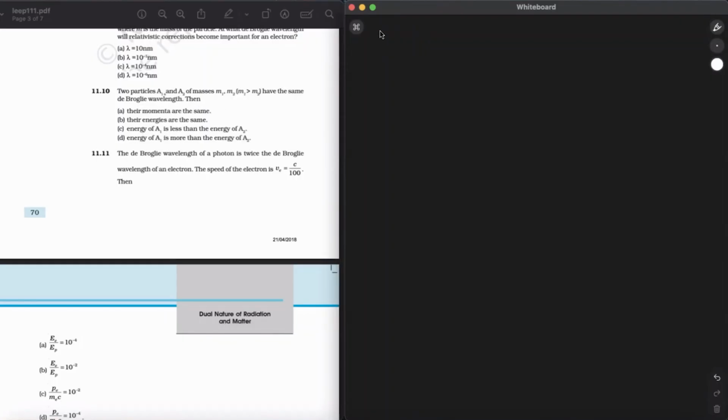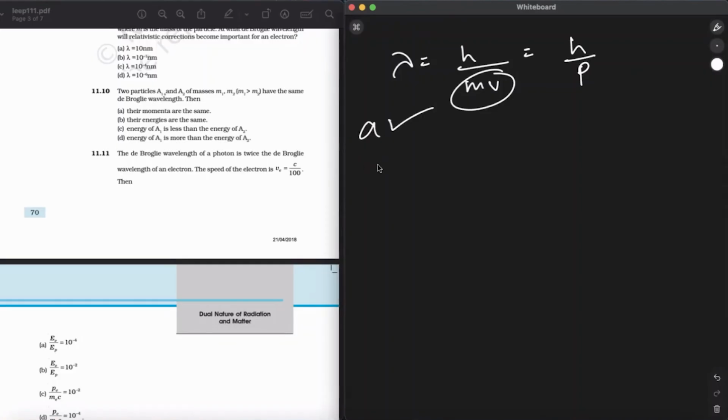So let's check. We know that de Broglie wavelength lambda is h upon mv, where mv is the momentum. So h upon p. Simple. Till here we know. Since both the bodies have the same de Broglie wavelength, that means they have the same momentum. So their momenta are the same. So option A is correct.